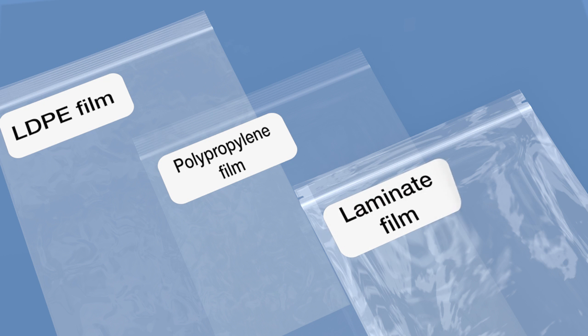The type of plastic film is also an important consideration. Most zip bags are made from LDPE, low-density polyethylene film. For more demanding applications, such as food packaging, consider polypropylene or laminate film.